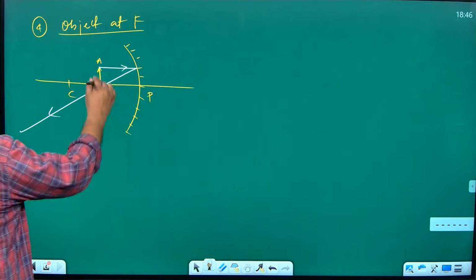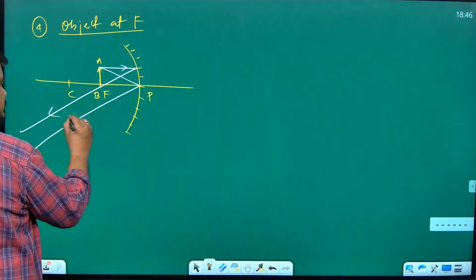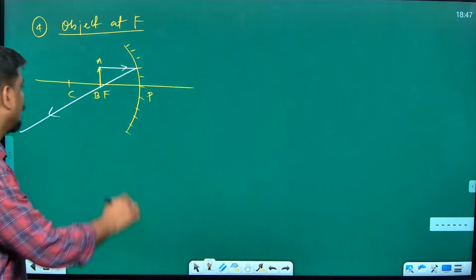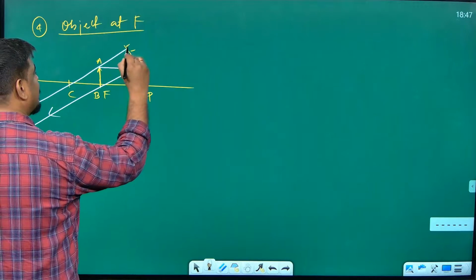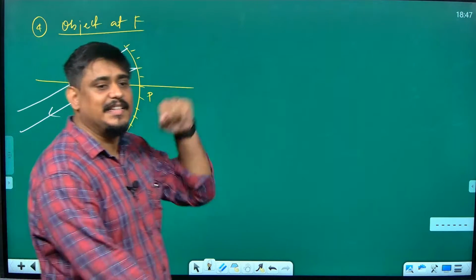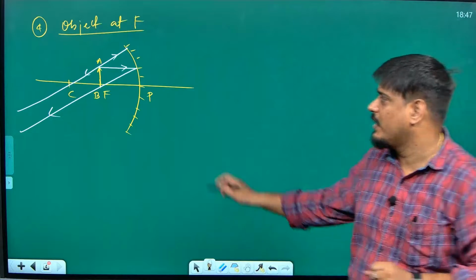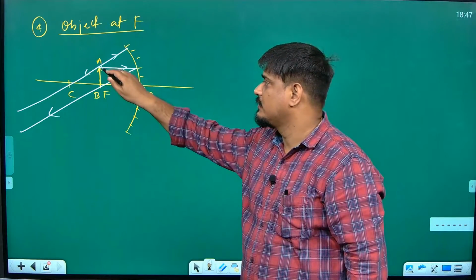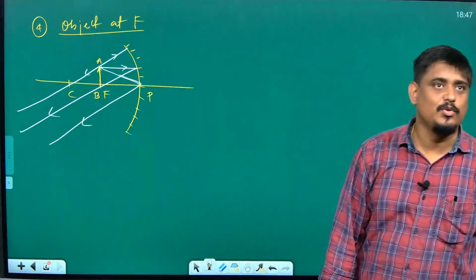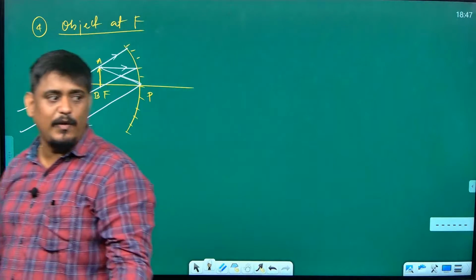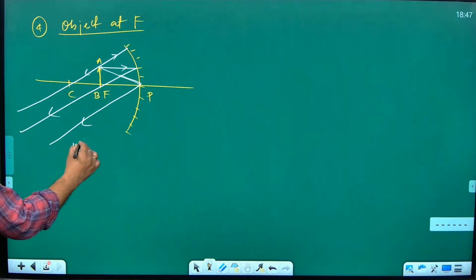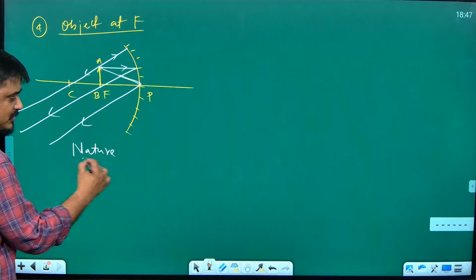If I pass the ray through the pole like this, I am getting a reflected ray. Or I will use the other rule: any ray passing through the center of curvature will retrace its path. Either rule you can take, your wish completely. But whatever rule you take, you realize that the reflected rays are becoming parallel. So where will they meet? They will meet somewhere at infinity, isn't it?